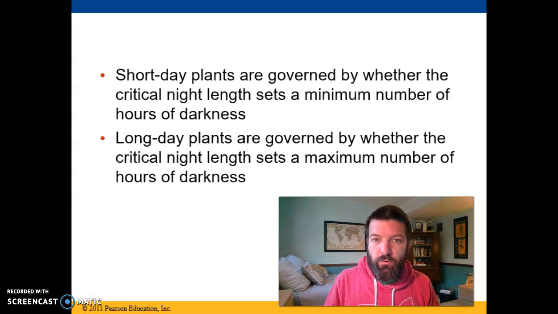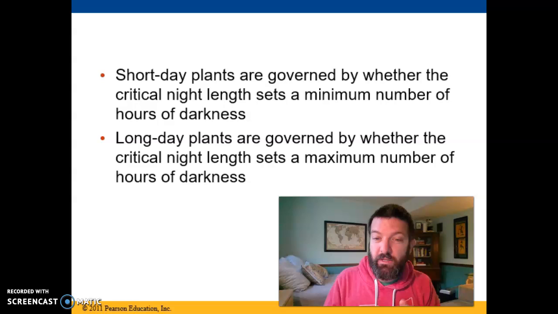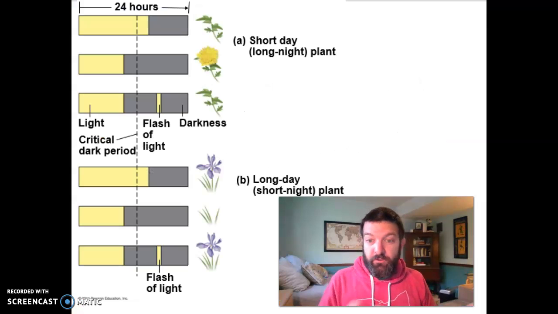In other words, if you are a short day plant, really you're a long night plant, and it's the minimum number of hours of darkness that stimulates you to flower. If you're a long day plant, you're really a short night plant, and it's the number of hours of darkness that dictates your flowering. How did biologists figure this out?